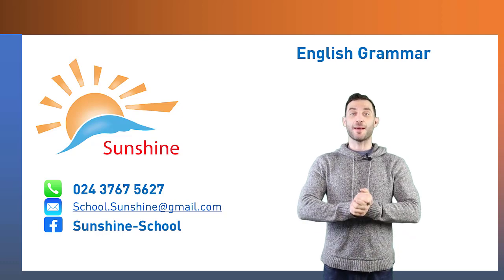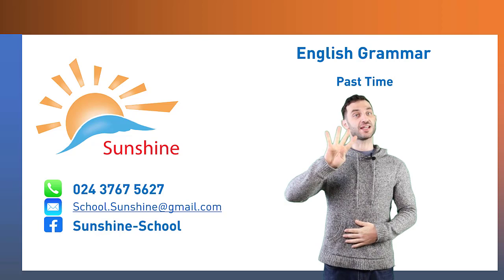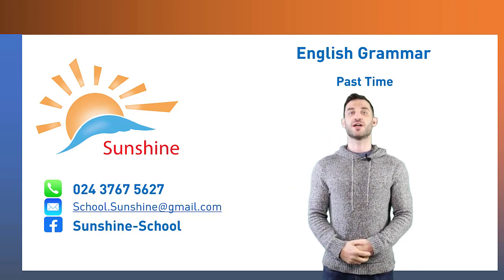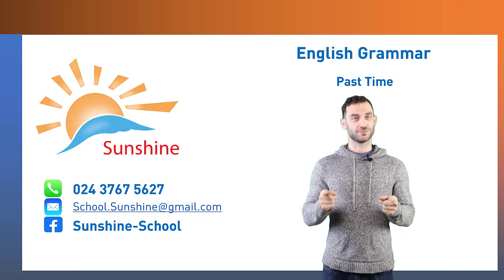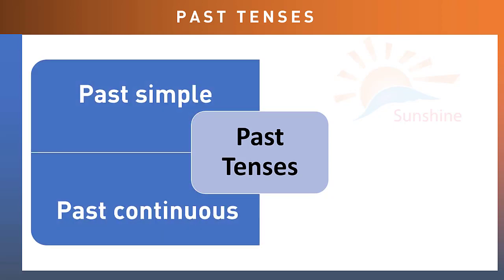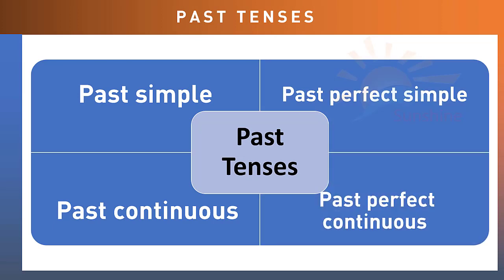Today we are looking at past tense. Now there are 4 past tenses in English and we will look at each of these in depth. So if you're ready, let's go. The 4 past tenses in English grammar are past simple, past continuous, past perfect simple, and past perfect continuous.